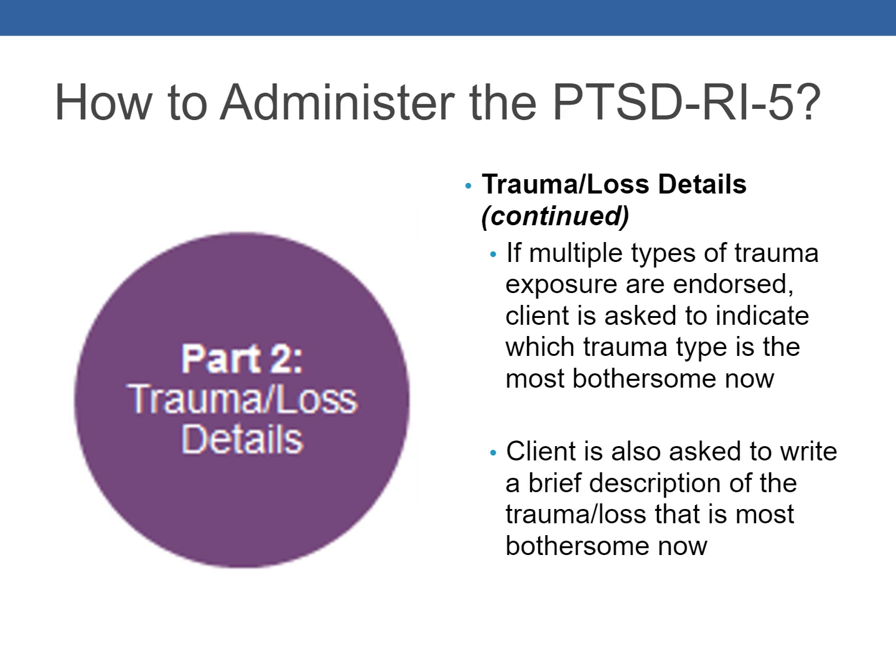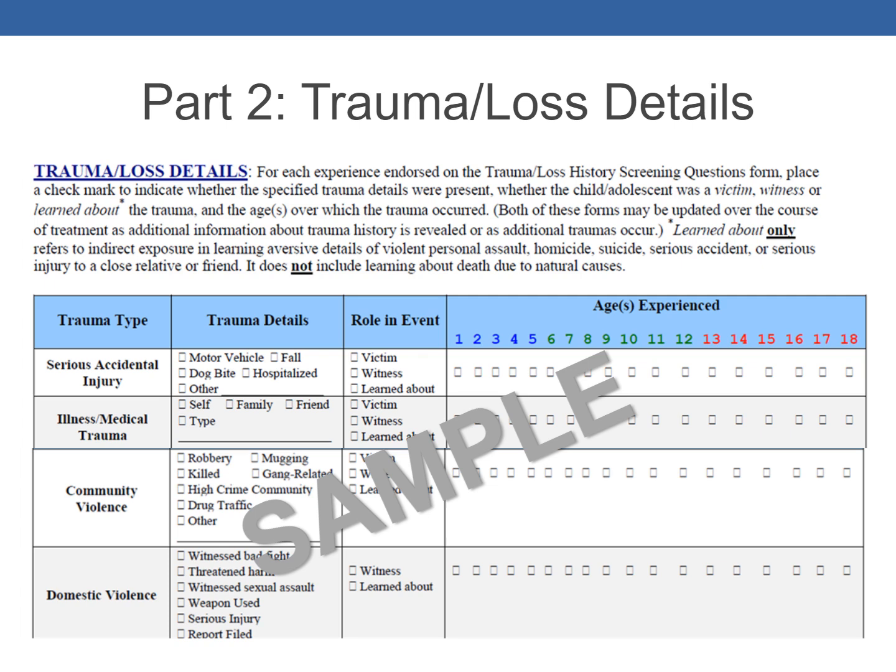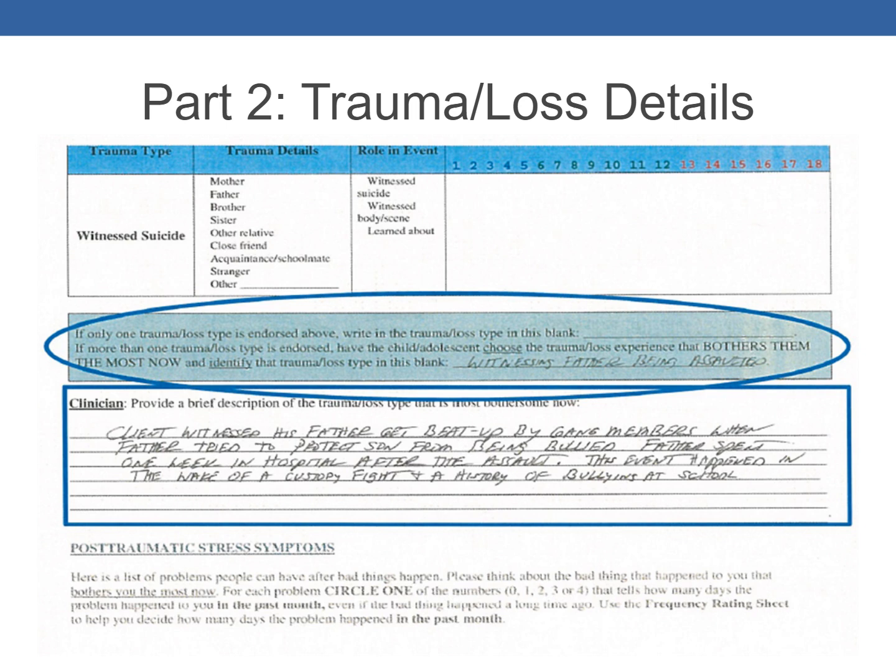It also, at times, can provide some understanding for the clinician about how much insight and understanding the client has about what happened to them. This visual demonstrates what some of the items look like on the trauma and loss detail section, including checkboxes for characteristics of each trauma type, the age or ages at which the client experienced the trauma, and other details.